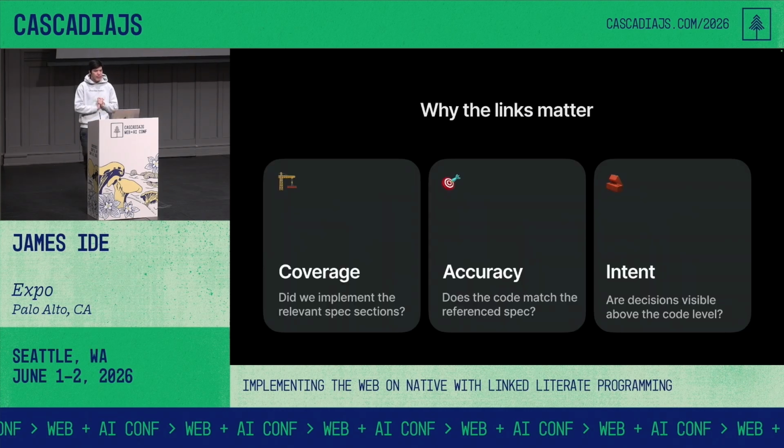The links in linked literate programming give us a few benefits. The first is coverage. We can ask whether each part of our spec has at least one place in the code that references it. Is our spec fully implemented? The second is accuracy. We can go the other direction and ask an agent whether each piece of code actually and correctly implements the part of the spec that it references. Is our code in sync with our spec?